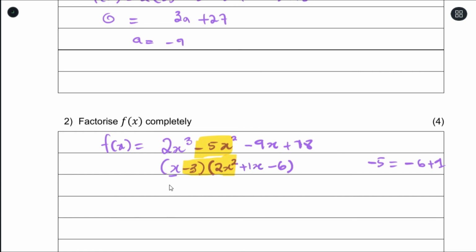So factorizing this a little bit again, this will be negative 3. This can be factorized into 2x minus 3 and x plus 2. Yes, okay, that's it. So we have completely factorized this polynomial.